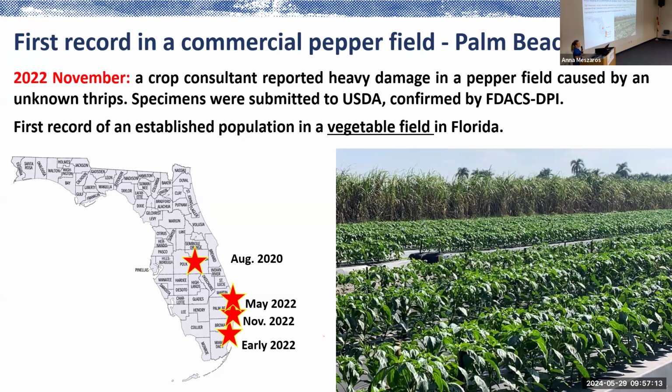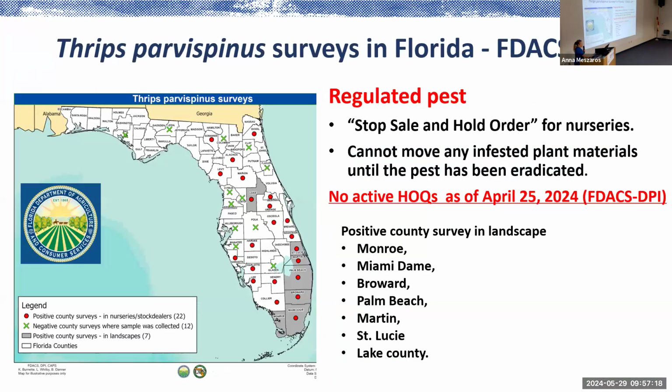And actually, that was the first record in the continental United States from a vegetable field. So this map shows Thrips parvispinus surveys conducted by FDACS DPI inspectors. And why? Because it's a regulated pest. It's still a regulated pest.